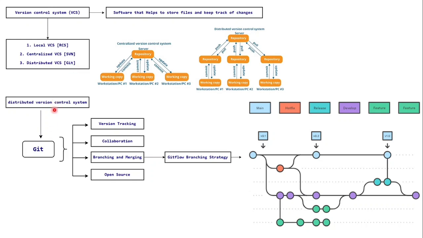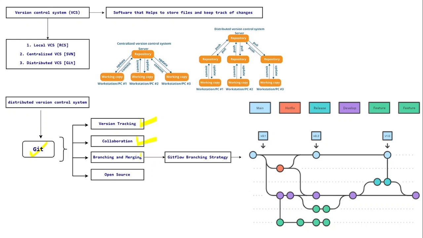So in distributed version control system, Git is one of the popular tools, and Git provides features like version tracking. So different releases will have their dedicated version, and each version will get tracked dedicatedly. Then collaboration. So multiple collaborators, multiple developers, multiple team members can collaborate on this Git repository.